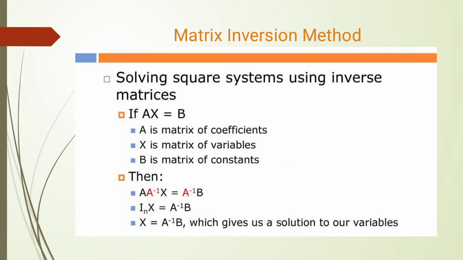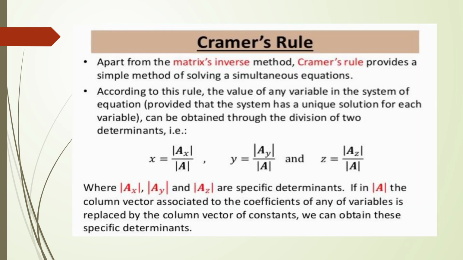Solving the square system using inverse matrices. If AX equals B, A is the matrix of coefficients, X is the matrix of variables, B is the matrix of constants, then A inverse into AX equals A inverse of B. I into X equals A inverse of B. X equals A inverse into B, which gives us the solution to our variables.